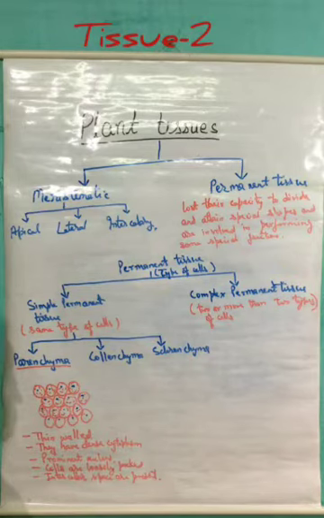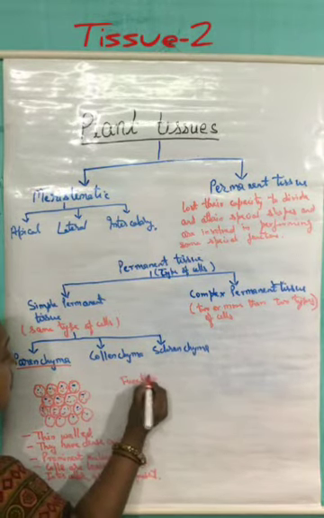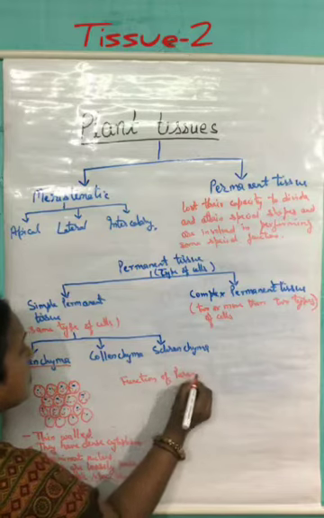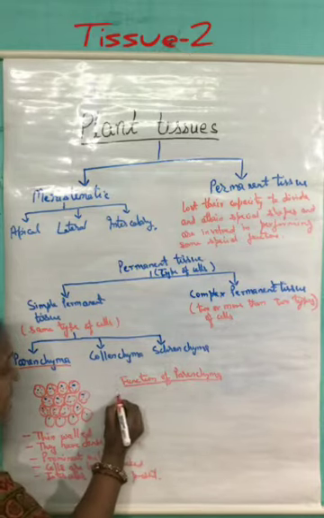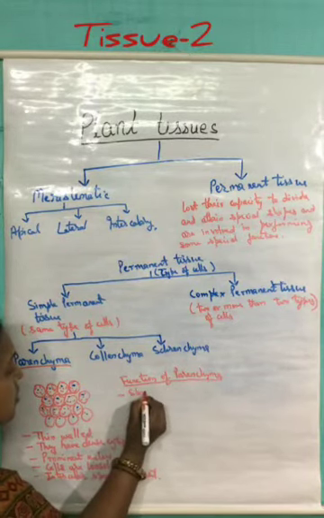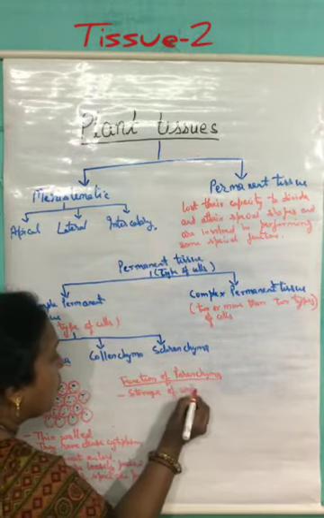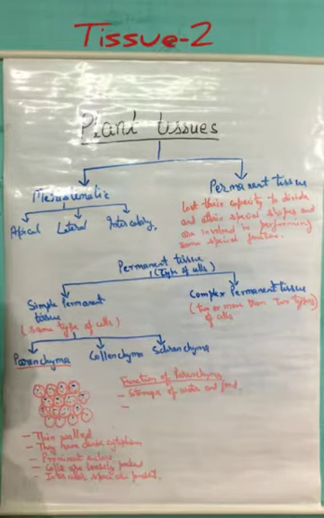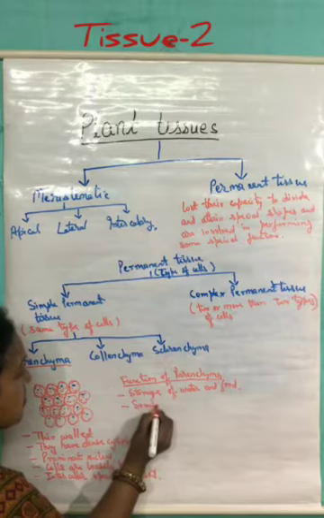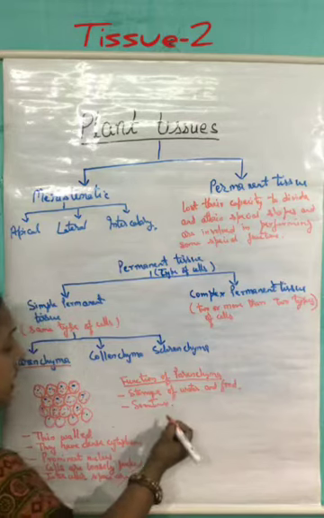Now, let us discuss the function of the parenchyma. The main function of the parenchyma is to store. So the main function is storage of water and food. Sometimes the parenchymatous cells get modified.